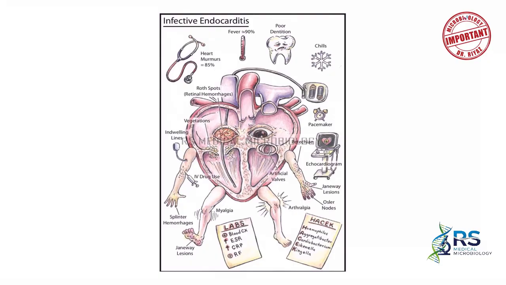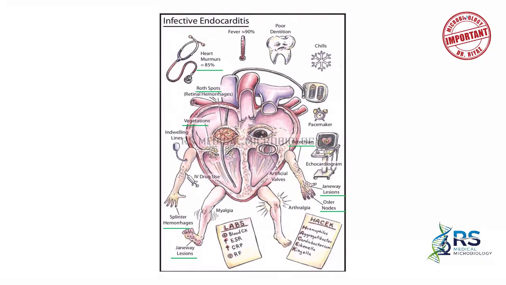So let's see. First we have the clinical symptoms. The patient can have poor dentition, indwelling lines, IV drug abuse, artificial valves. These are all the predisposing factors for infective endocarditis. What are the signs and symptoms? The symptoms: fever, chills and rigor. There can be arthralgia, myalgia. What do you see as signs? You can see heart murmurs, Roth spots, vegetations, splinter hemorrhages, Janeway lesions, Osler's nodes, and petechiae, which can be there in infective endocarditis.